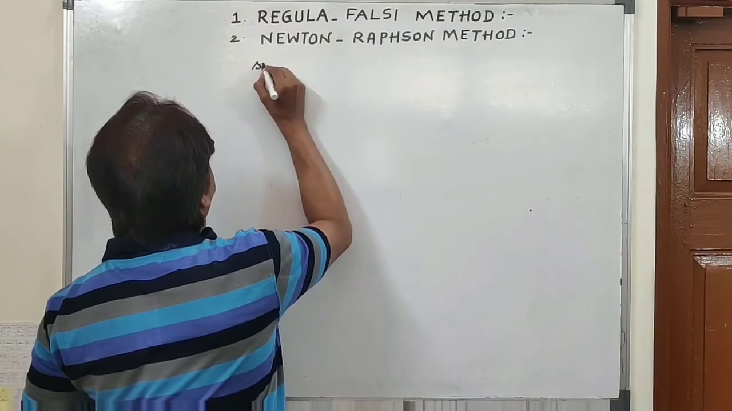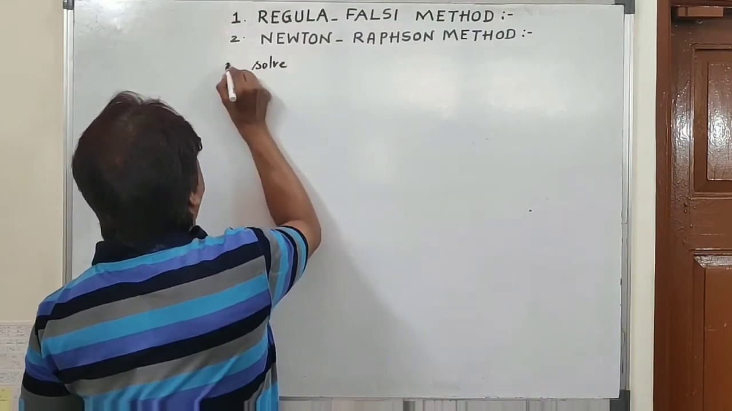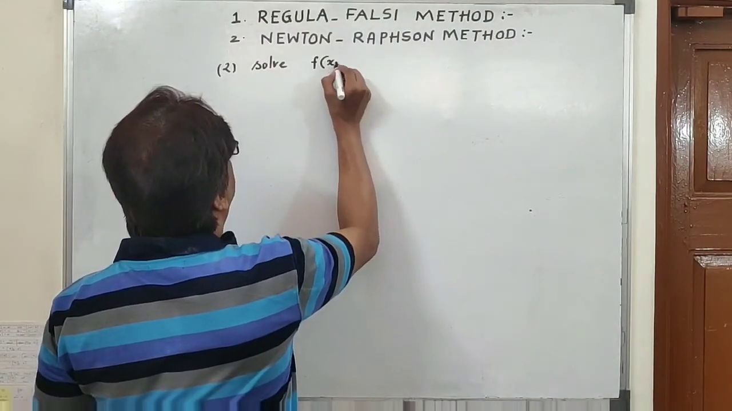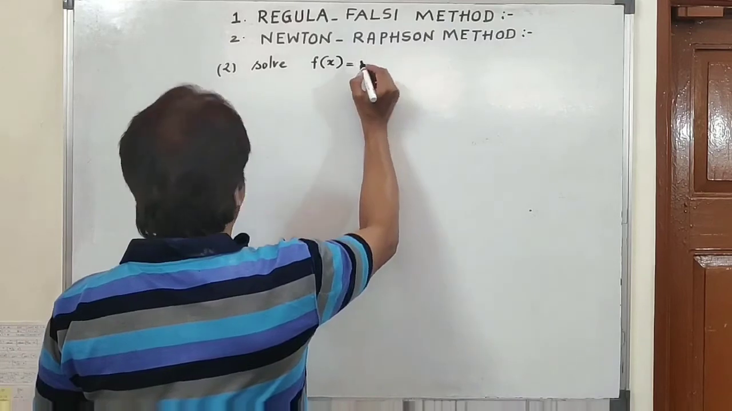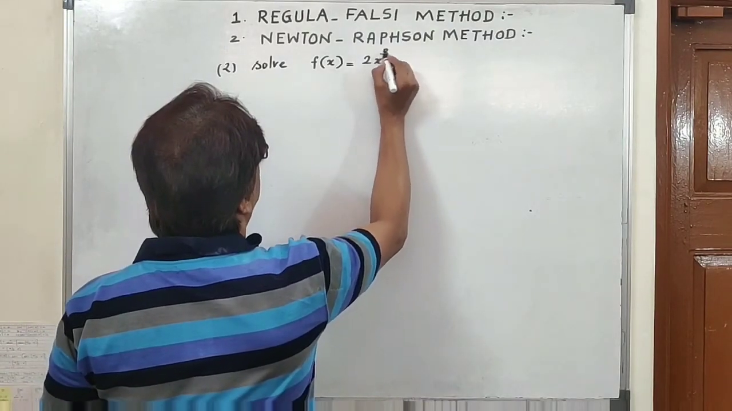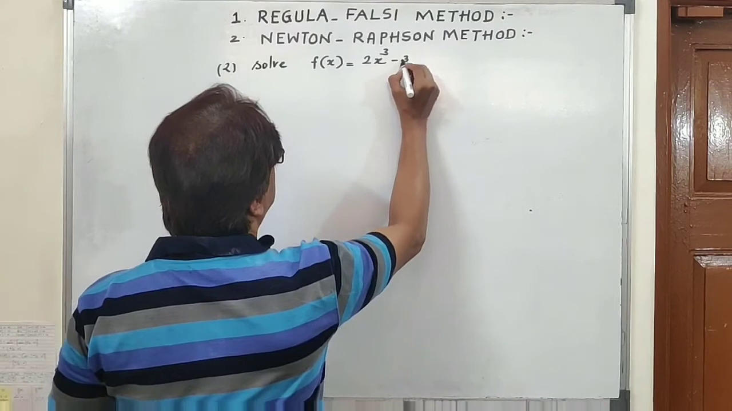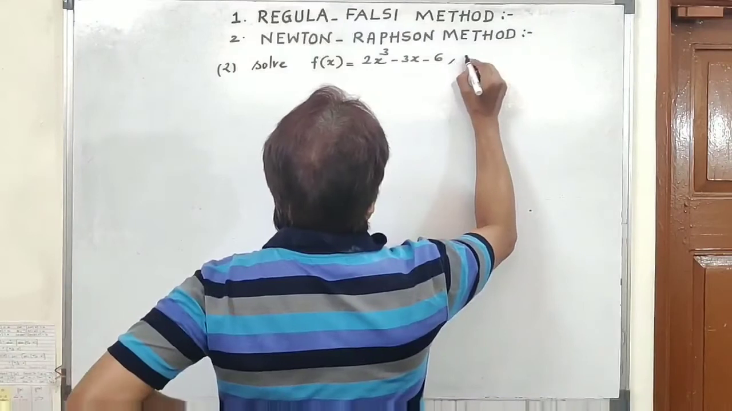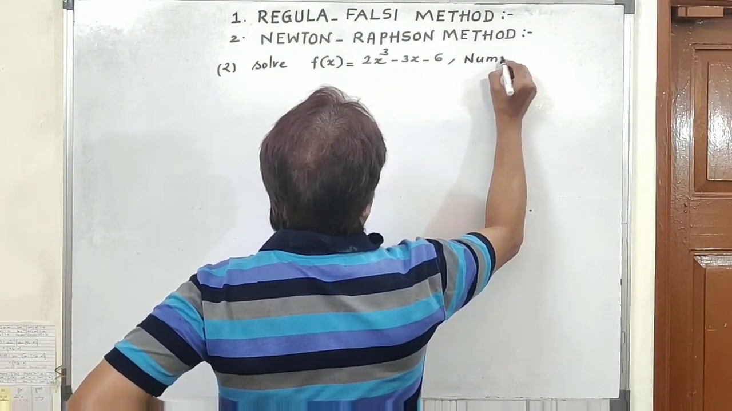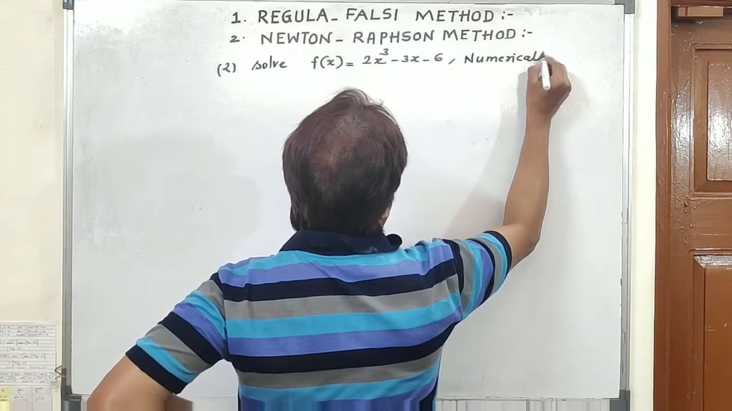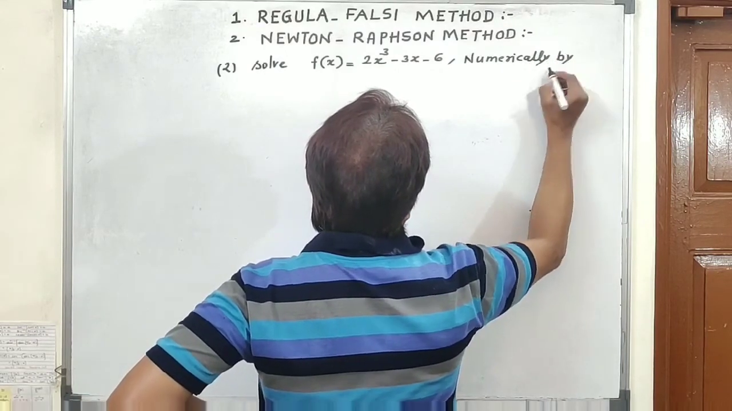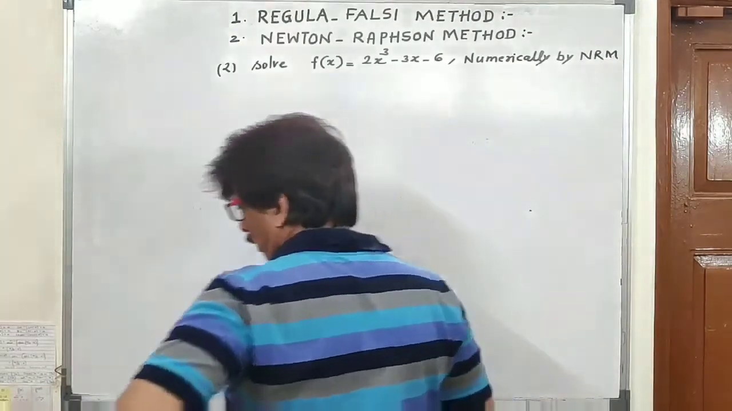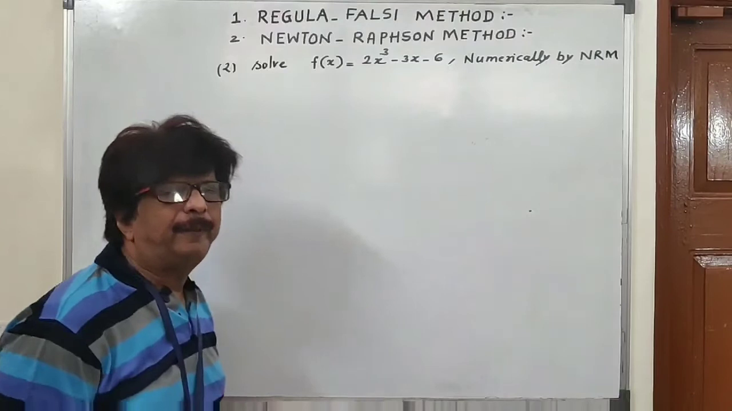Solve. Example number 2. f(x) = 2x³ − 3x − 6 numerically. We want to find the numerical solution by NRM, that is, the Newton-Raphson method.